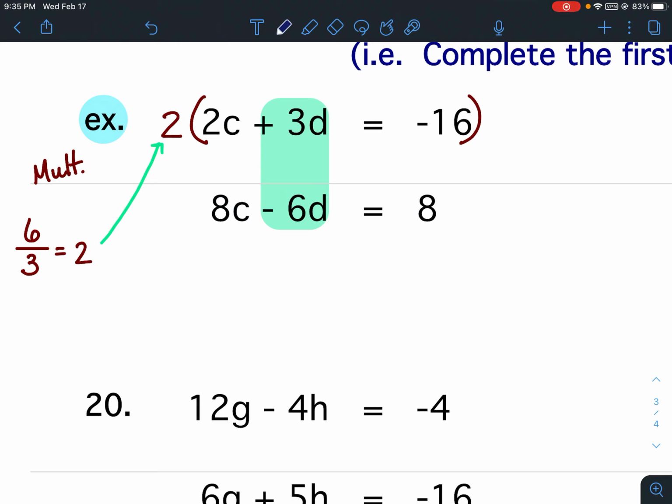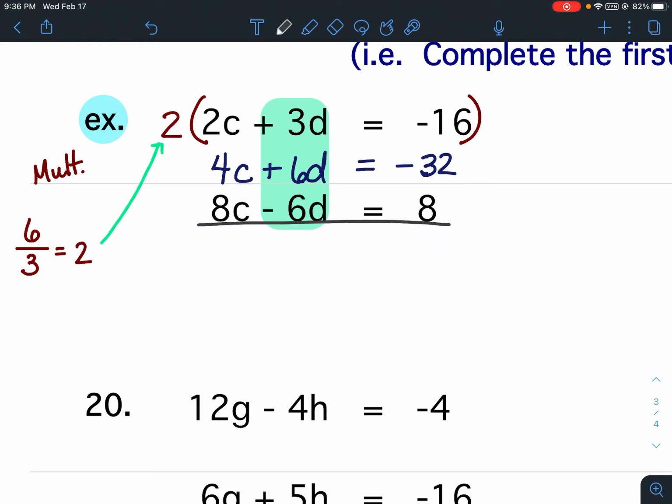Okay, so 2 times 2C would be 4C. 2 times 3D would be positive 6D. So again, I took 2 times 2C to get 4C, 2 times 3D to get 6D, and now 2 times negative 16 would be negative 32.